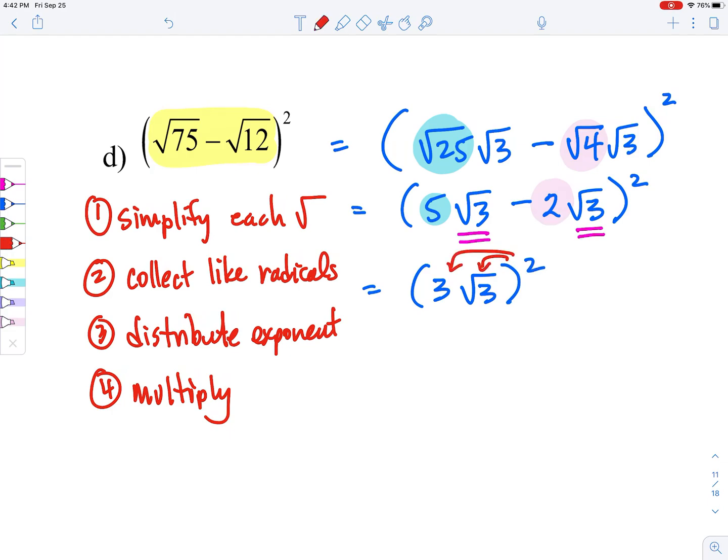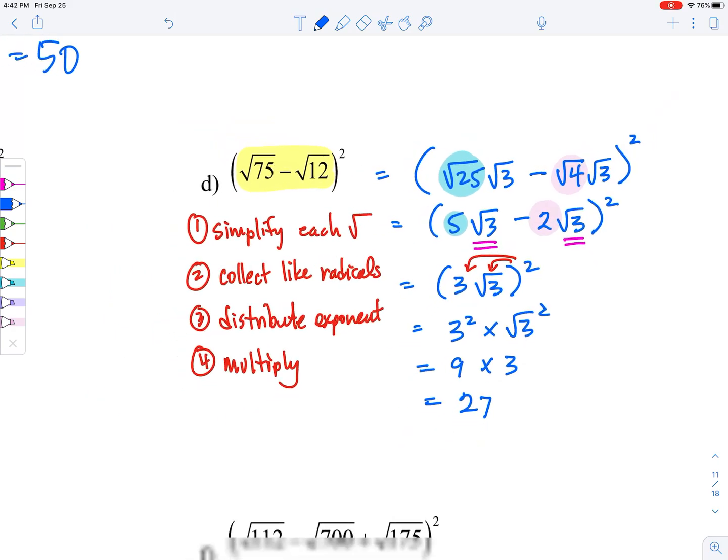Distribute my exponent. If you go straight to 9 times 3, that's fine. But if you still want to write it out, you can write 3 squared times root 3 squared, which gives us 9 times 3. So the answer is 27.